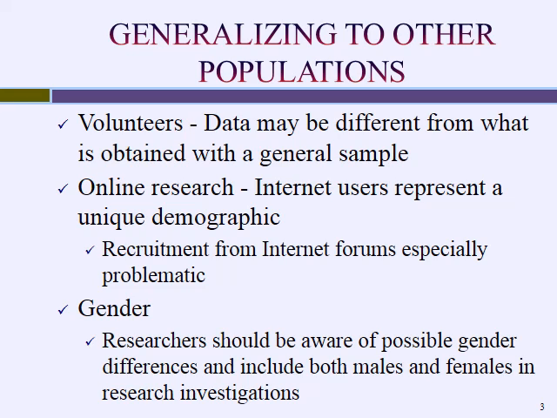So gender is another potential variable that can cause one's generalizations to not be that strong, to reduce the external validity of a study. So for gender, researchers should be aware of possible gender differences and, when possible, include both males and females in research investigations.